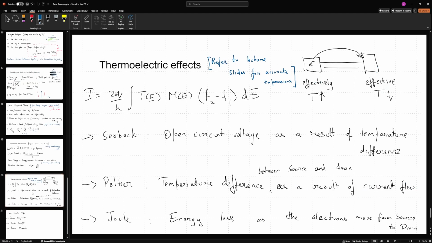And finally, we had thermoelectric effects. So we have three thermoelectric effects: Seebeck, Peltier, and Joule. What they are is written on the slides. I will refrain from repeating myself too many times.